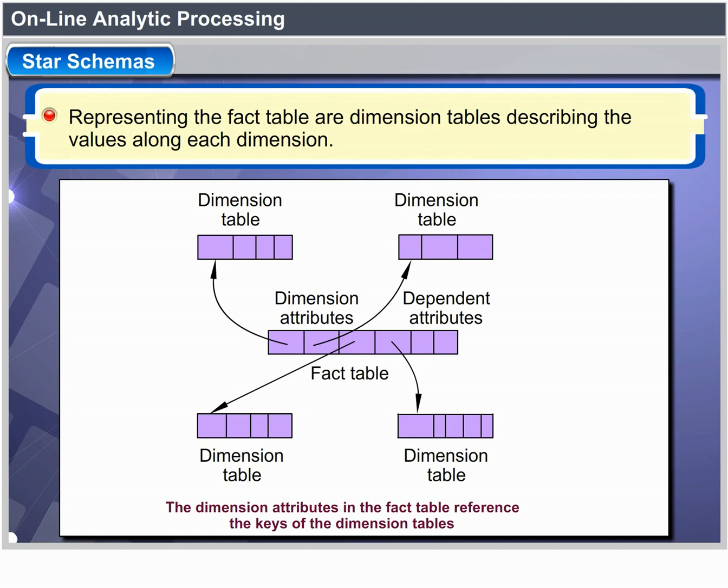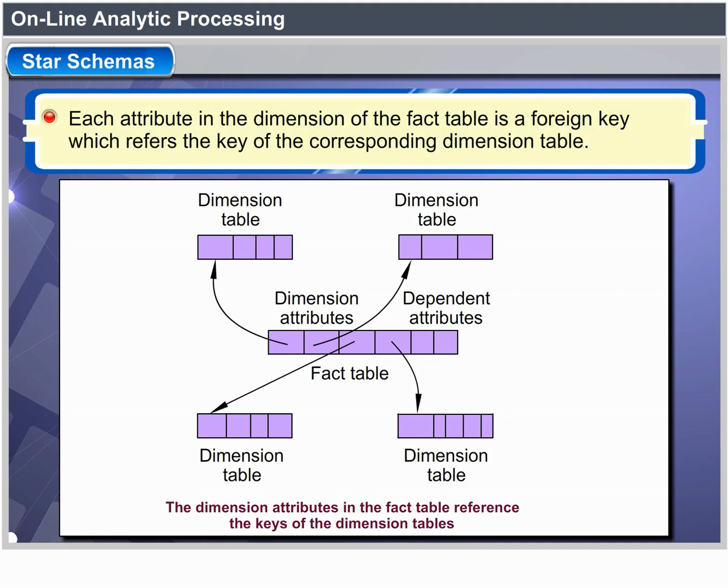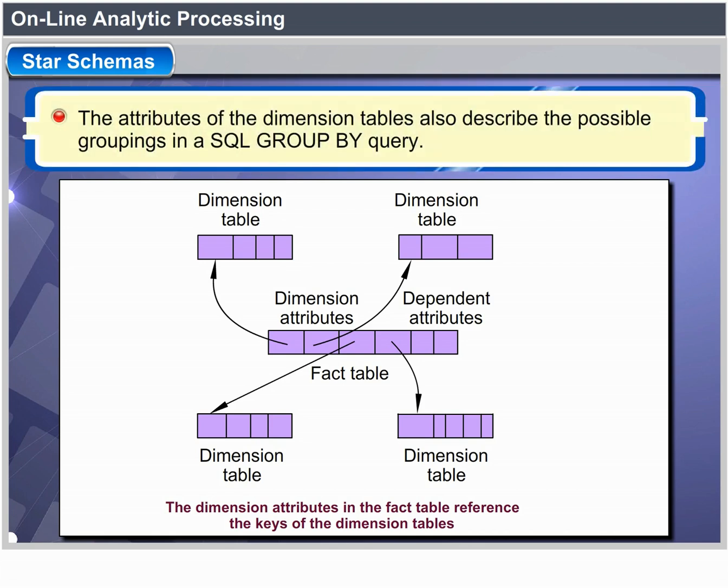Typically, each dimension attribute of the fact table is a foreign key, referencing the key of the corresponding dimension table. The attributes of the dimension tables also describe the possible groupings that would make sense in a SQL GROUP BY query. The dimension attributes in the fact table reference the keys of the dimension tables.